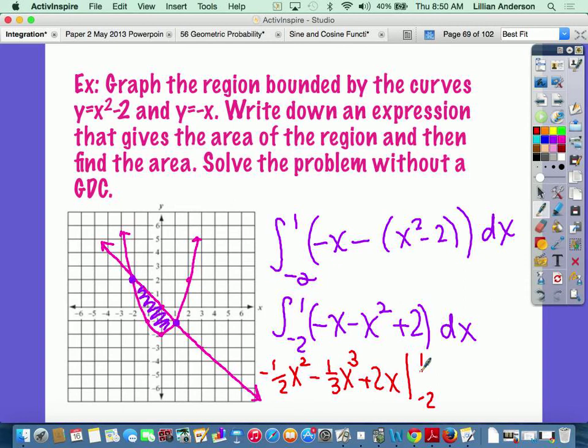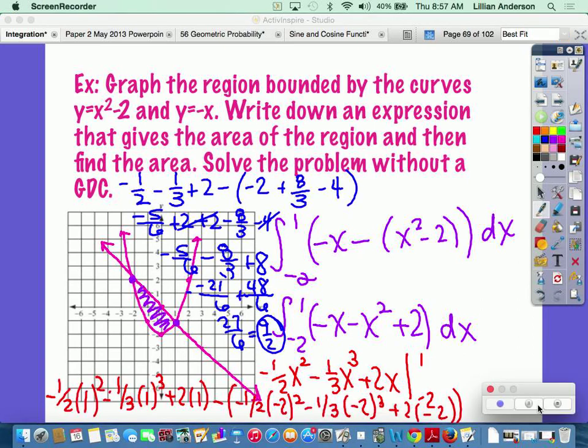So that's algebra from here. Everybody take a second and work out that math when you plug in your bounds and subtract them. So the area is about 4.5. Your y1 is always your top function, and then y2 is always your bottom.